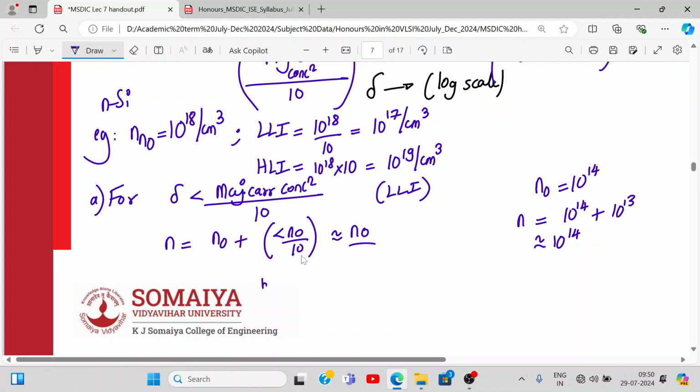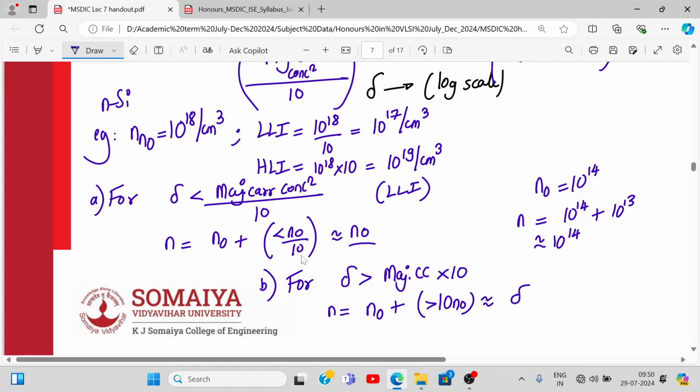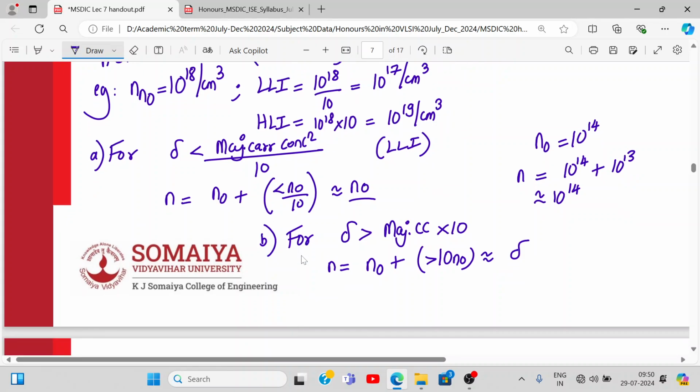Let's talk about the second one, high level injection, that is delta greater than majority carrier concentration times 10. What will happen to n? n is n0 plus delta, where delta is greater than 10 times n0. So this is approximately equal to delta itself, the excess carrier concentration. So n will be equal to delta, which is the excess carriers. This is high level injection.